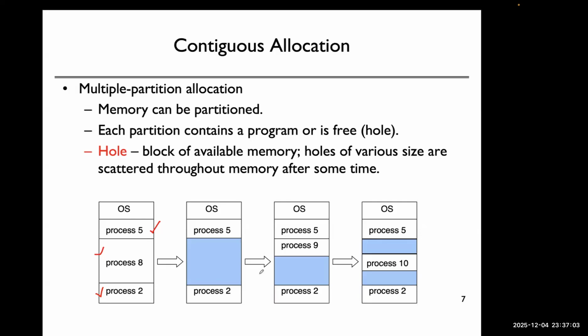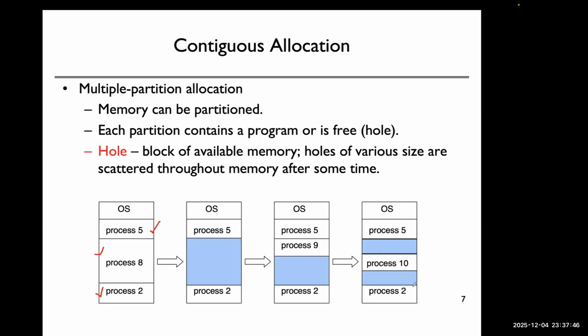Then maybe at some point in future, another process 9 is loaded into the memory, so it will be allocated a chunk from the hole. The size of the hole has now reduced because a part of the hole is now allocated to process 9. That hole is indicated here as the blue chunk of the memory. And then maybe in future, before process 9 has completed execution, process 10 is loaded and allocated memory from that hole. While process 10 is running, process 9 completes execution and releases the memory. So now we have two holes which are not contiguous, right?